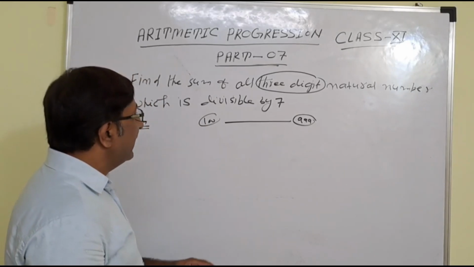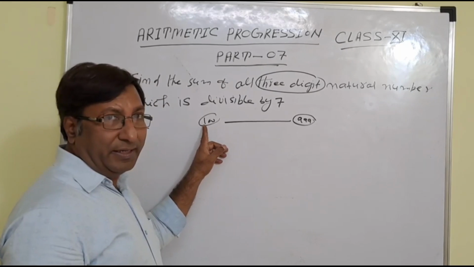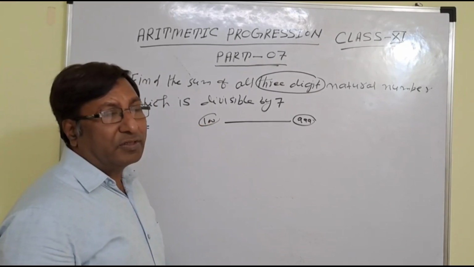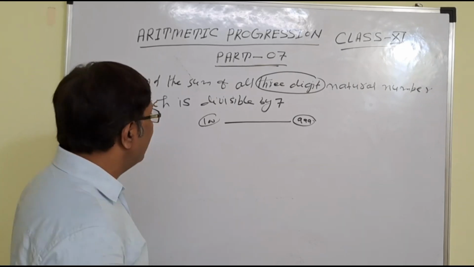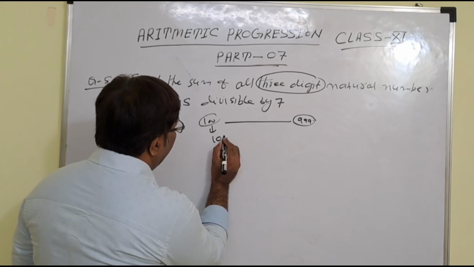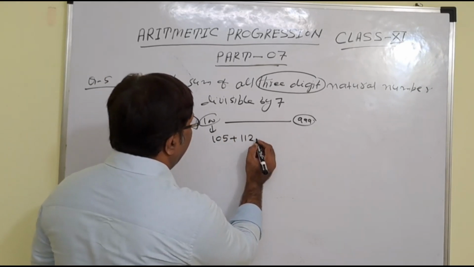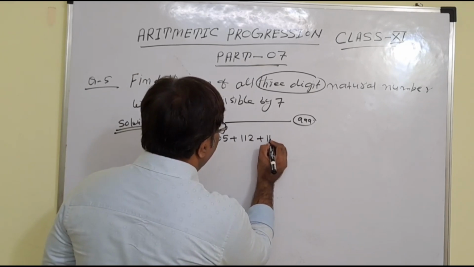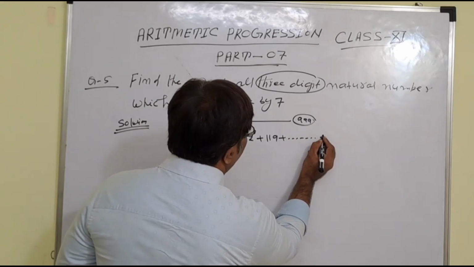So you see here, if you divide this number by 7, 7 1s are 7, 3. So this is 30. So 7 4s are 28, 7 5s are 35. So the first number will be what? 105. So the first number will be 105. The other number, add 7, 112. The other number, add 7, 119. In the same way, it goes up to the last.